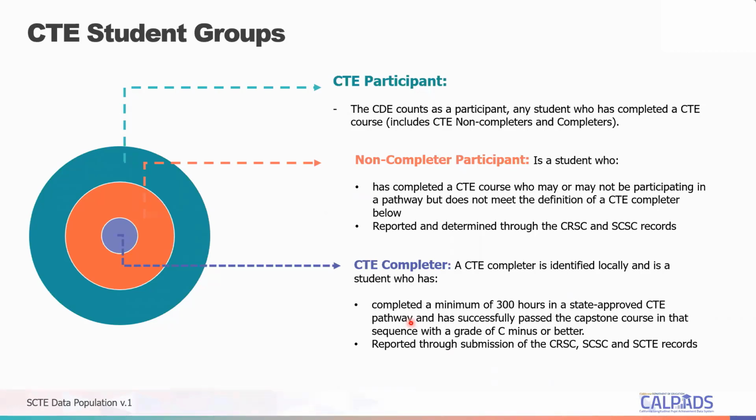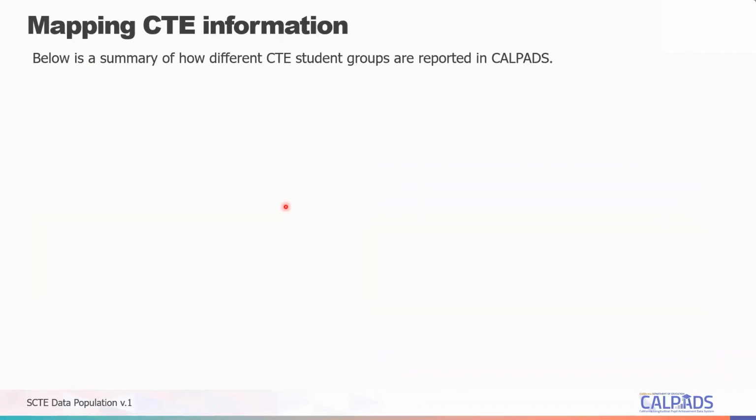This is self-reported by the LEA to CALPADS by submitting the SCTE record, identifying them as a completer, along with the CRSC and SCSC record identifying the capstone course and grade of the student in that course. It is important that the CRSC, SCSC, and SCTE records reflect the current reporting year to be properly identified by CALPADS in the reports. Let us now dig deeper into how these CTE groups are reported and identified in CALPADS.